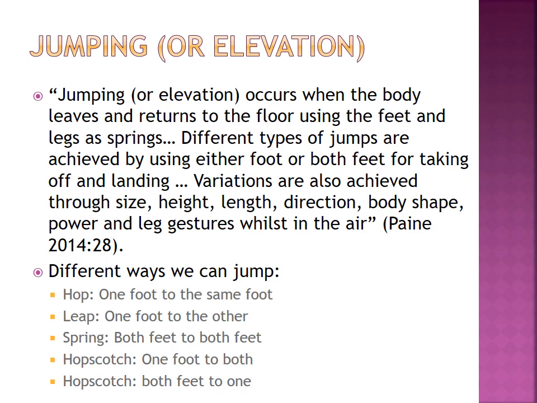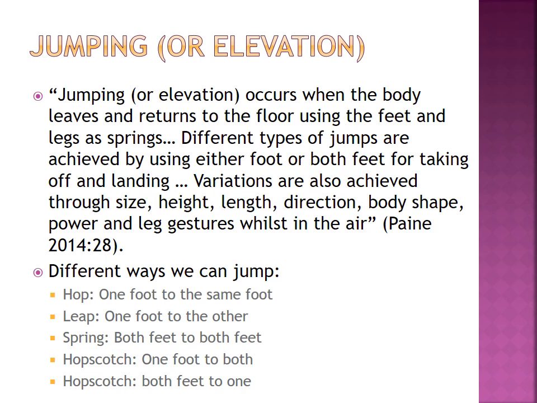Jumping or elevation occurs when the body leaves and returns to the floor using the feet and legs as springs. Different types of jumps are achieved by using either foot or both feet for taking off and landing. And variations are also achieved through the size, height, length, direction, body shape, power, and leg gestures while in the air. So from this quote by Payne, we can see there are a variety of different ways that you could jump. Your size of jump might be different to somebody else's, the direction, the height, the body shape, etc. So even though I ask two people to jump, they could create totally different shapes and ways of jumping.